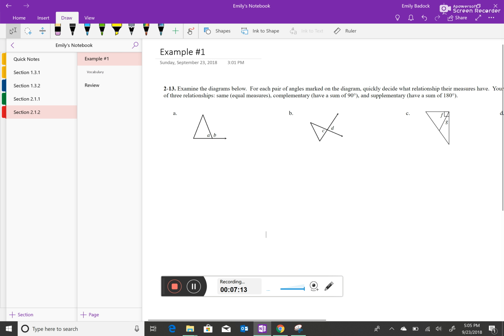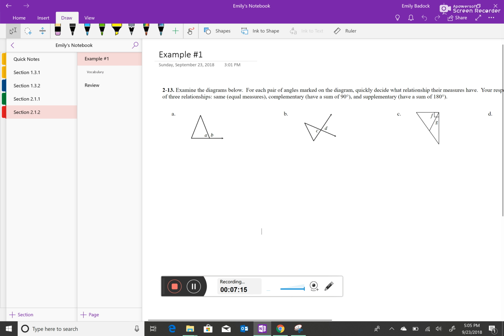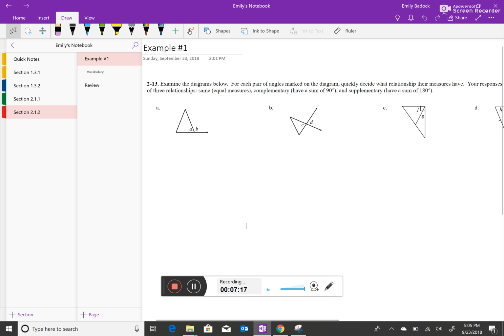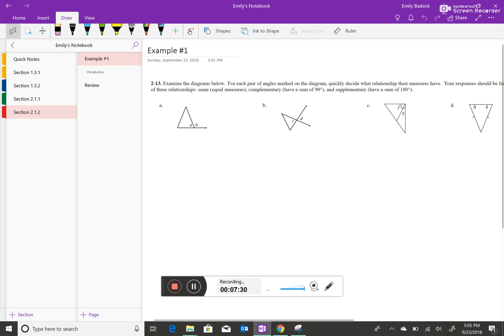So let's go into example 1. As you can see, this is 2-13. This is a quick review of what you did yesterday. They just want to know what type of angles these are. If you would like, for a minute, maybe write them down in your notebook really quick and quiz yourself, okay? See how well you did yesterday in your lesson and see if you can do this right now, okay?